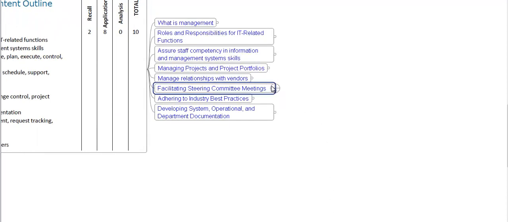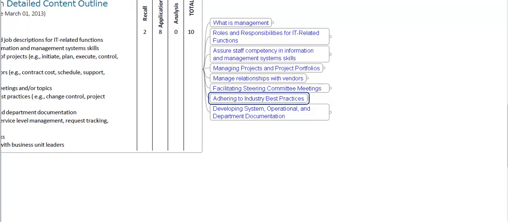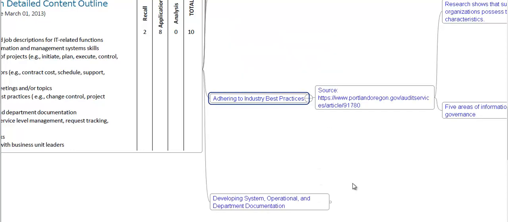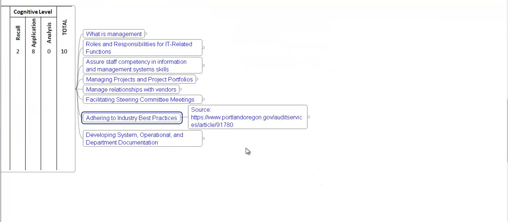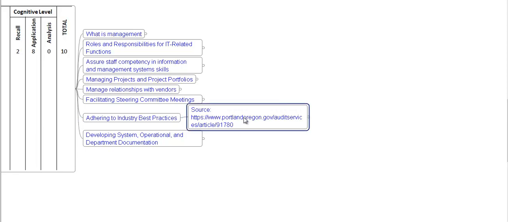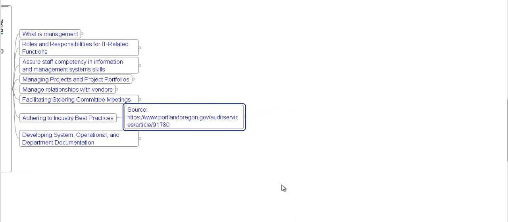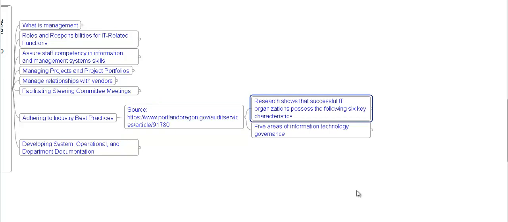Now let's move to the next topic, adherence to industry best practice. I have taken this information from the following source. Research shows that successful IT organizations possess the following 6 key characteristics.